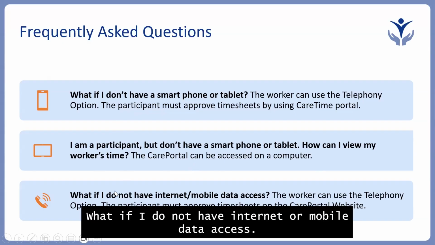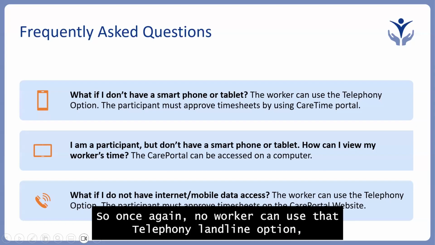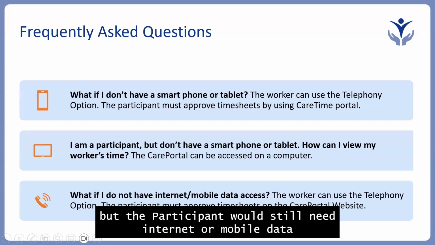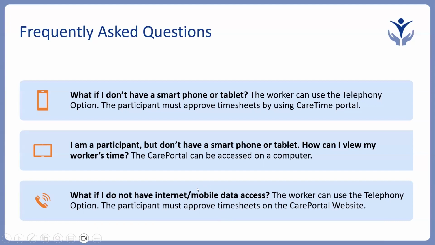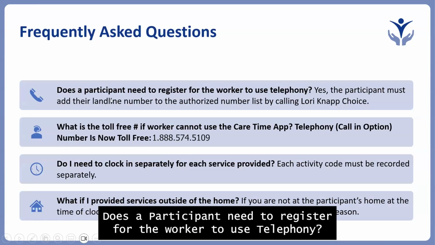What if I do not have internet or mobile data access? So once again, the worker can use that telephony landline option, but the participant would still need internet or mobile data in order to approve the timesheets on Care Portal. Does a participant need to register for the worker to use telephony?